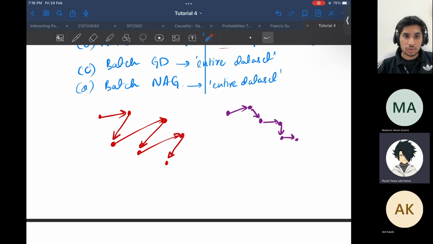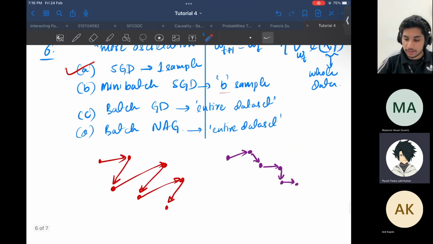So if your batch size is small, you will take a larger number of steps. In this case, you took a lot of steps. If your batch size is high, you will take fewer steps and you will directly go there. In that case, you will have fewer oscillations. So this will be the correct answer. And this option is not important because NAG is an algorithm designed to reduce oscillation, so it doesn't really make sense.